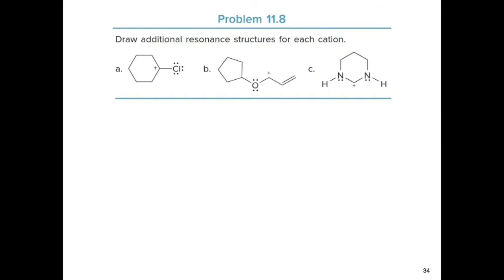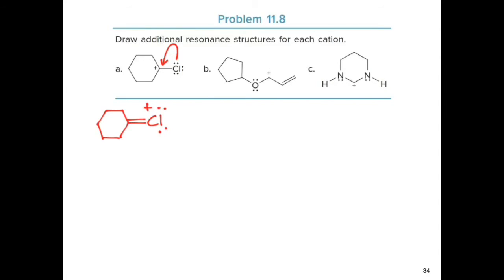And here's another practice problem. Draw additional resonance structures for each cation. So for the first cation here, you can see that we have a chlorine atom that's bonded to a carbocation. And so the chlorine atom can share one of its lone pairs of electrons with this carbon atom. So it's going to form a double bond, as shown here. And in that process, the chlorine atom will gain a positive charge.